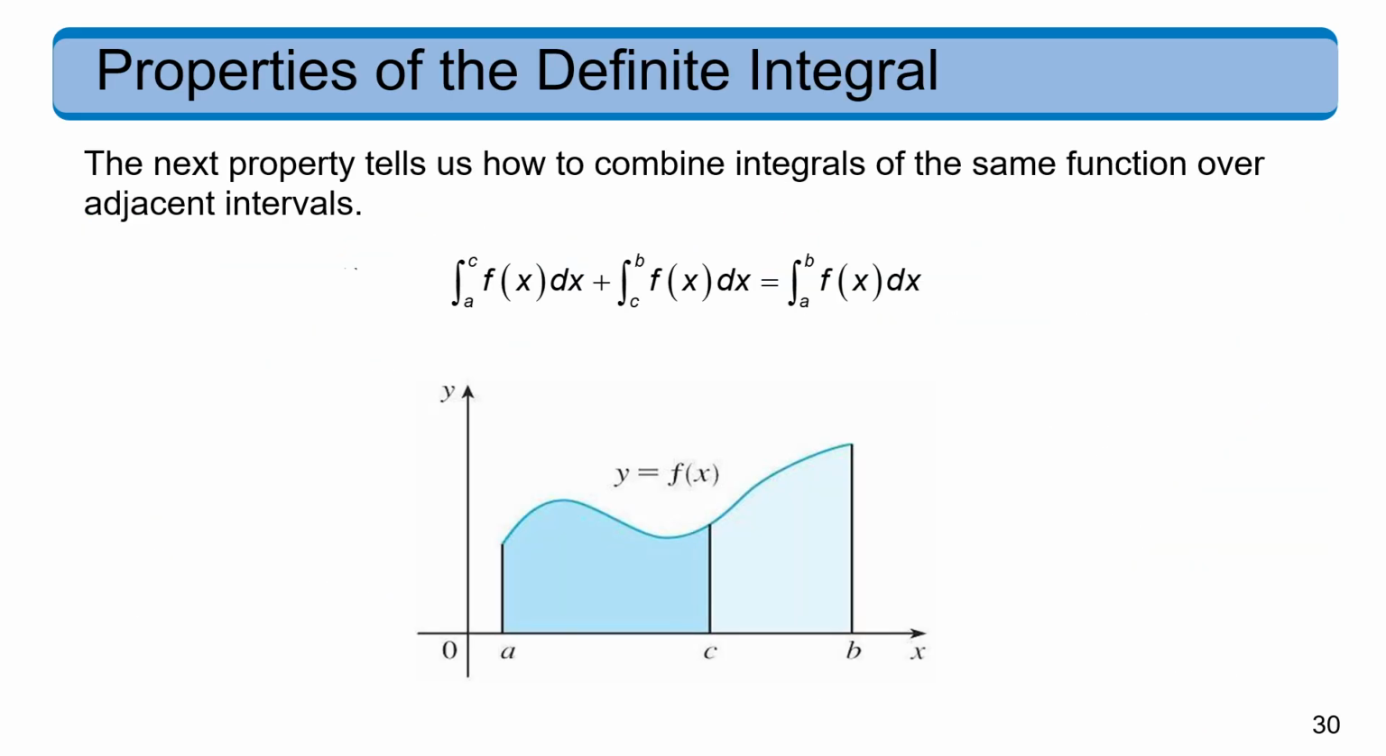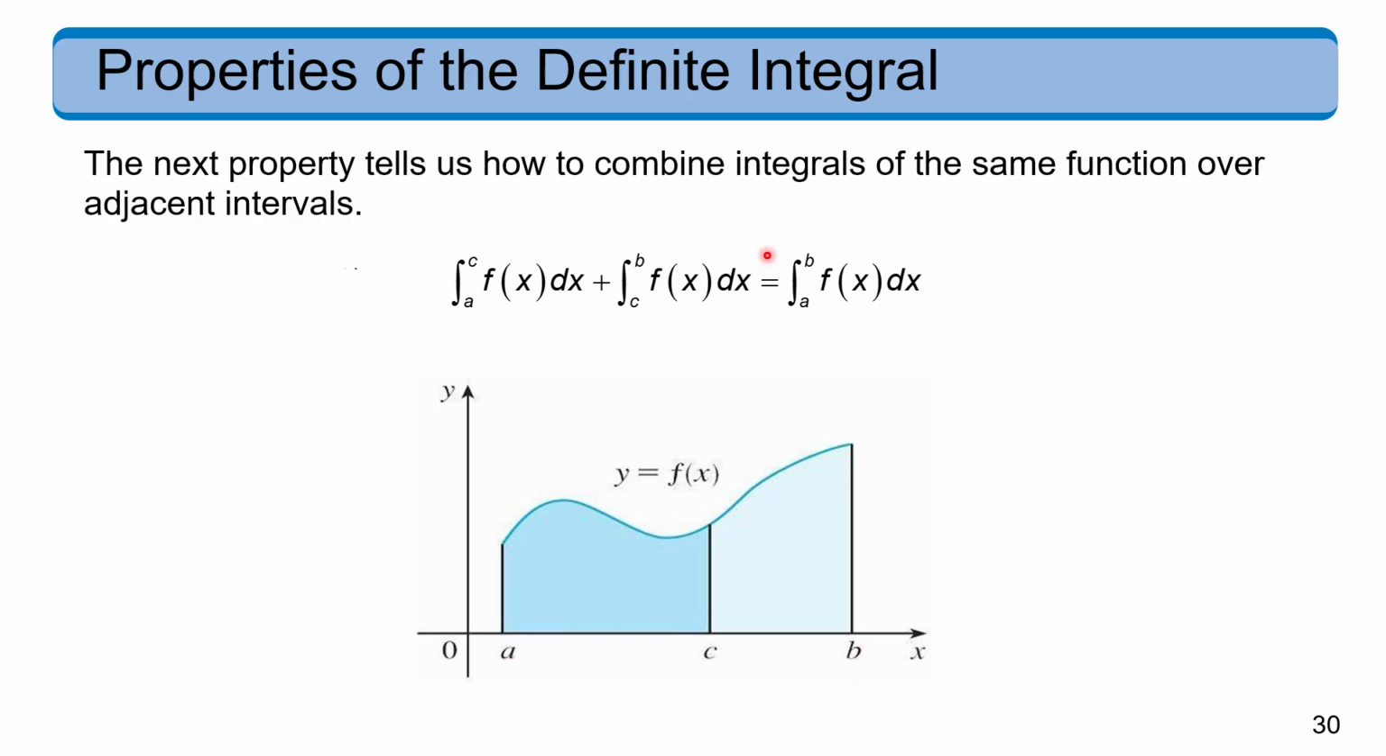This is another property of an integral, and the idea is we have an original interval on the x-axis from a to b, and then we divide it somewhere in between at a point we call c, and that creates two subintervals.